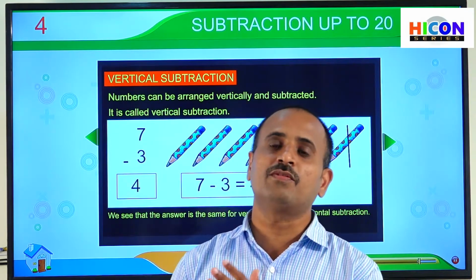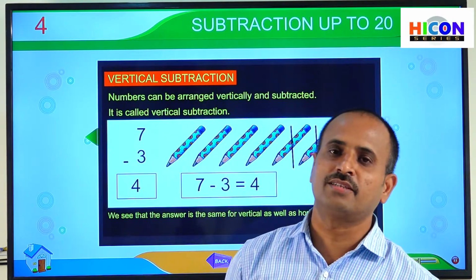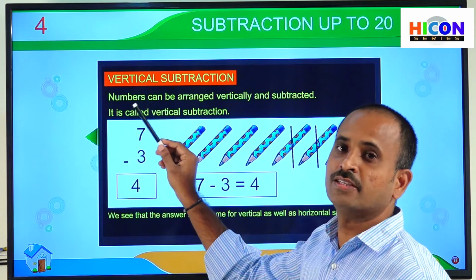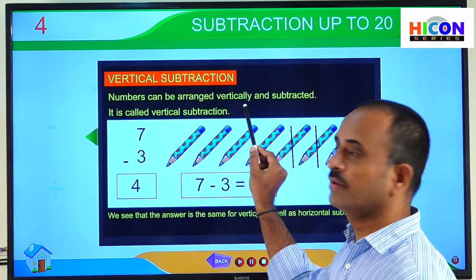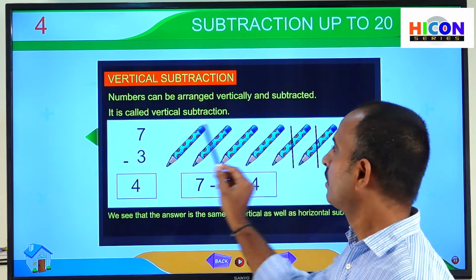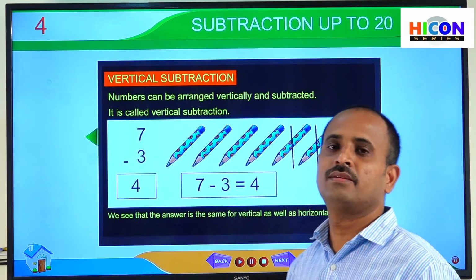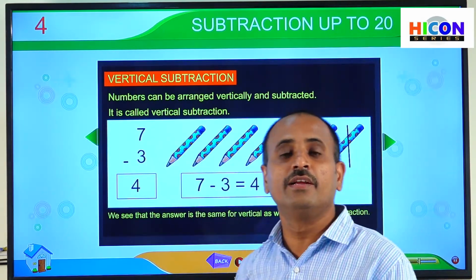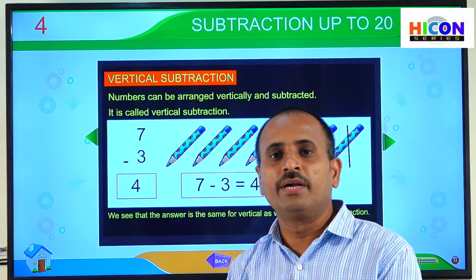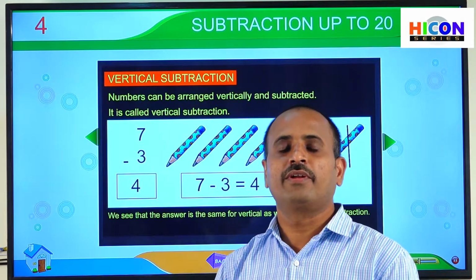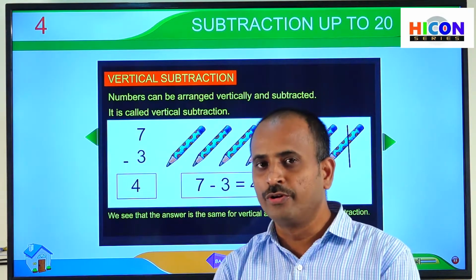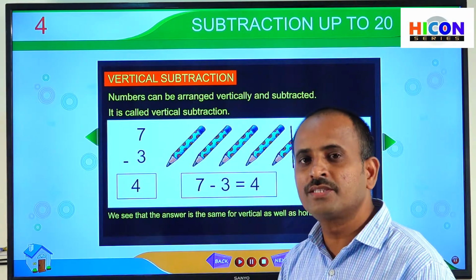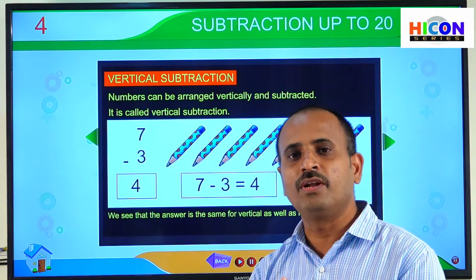Now we will go to another type of subtraction, that is vertical subtraction. So what is vertical subtraction? Numbers can be arranged vertically and subtracted. It is called vertical subtraction. So children, vertical subtraction means numbers can be arranged vertically. Vertically means if you write one number below the other number, and if you do the subtraction, such type of subtraction is called vertical subtraction. So vertical means one below the other. Horizontal means one beside the other.